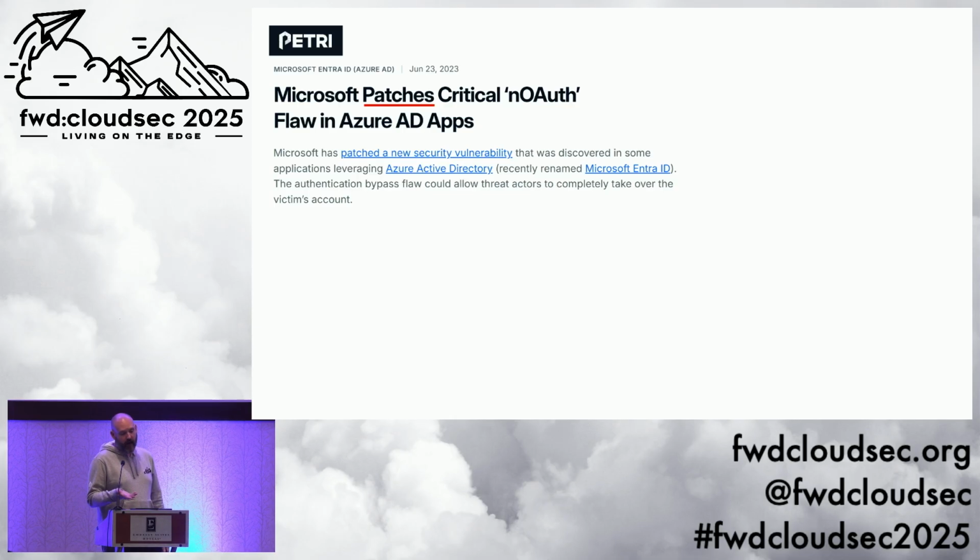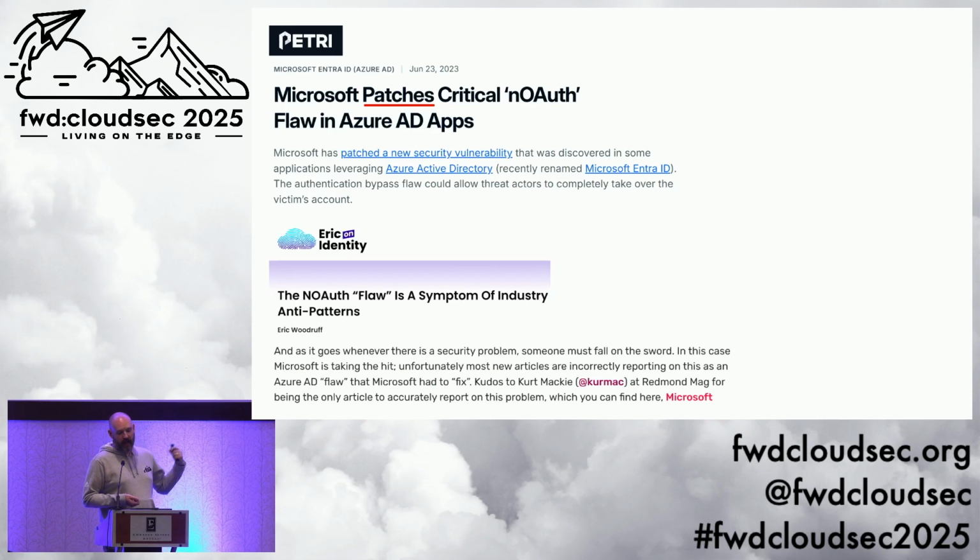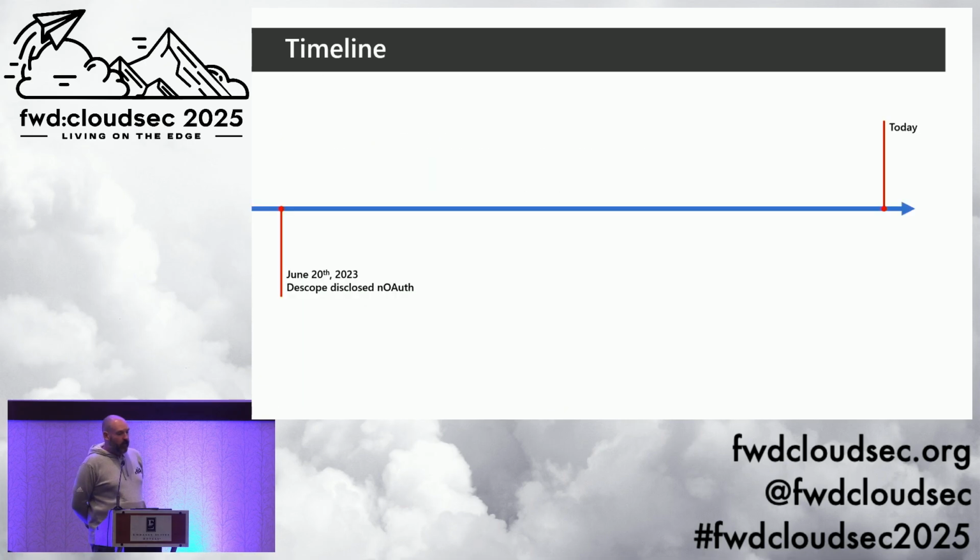Actually, I completely forgot about this when I was researching. In 2023, I wrote a blog article that probably very few people read, where I was complaining about the reporting on NoAuth, because it wasn't actually a patch or a fix. So again, our timeline: what do we know so far? Effectively in June 2023, NoAuth was declared, quote, fixed.